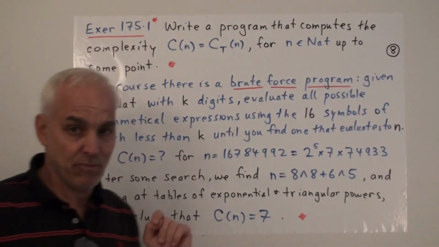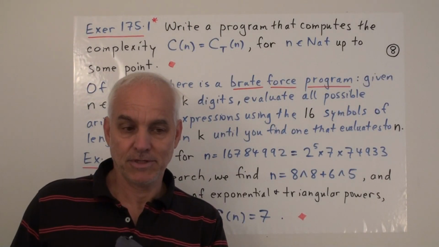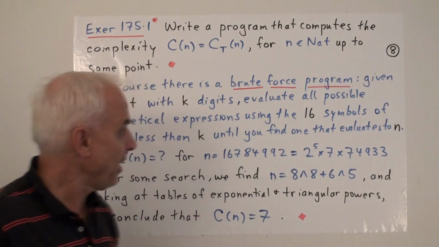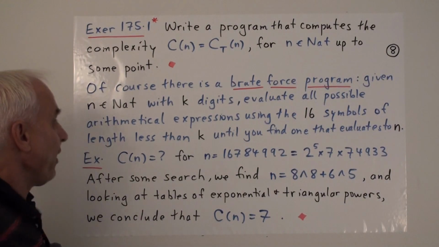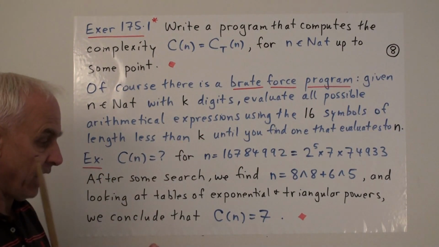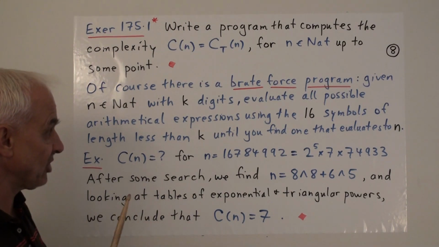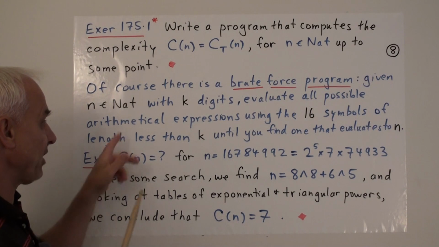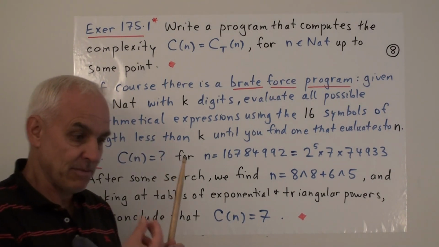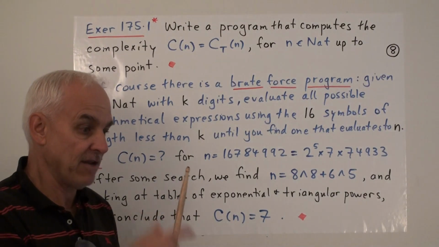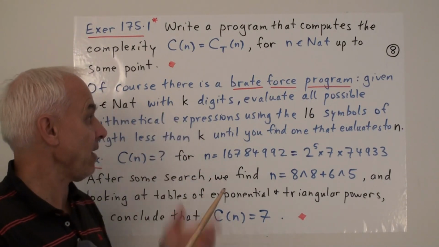Of course, there is a brute force program. There's a simple-minded way, which of course is very inefficient. Given a natural number n with, say, k digits, one way of determining its complexity is just to basically list all possible arithmetical expressions starting with the smallest ones possible and evaluate them all and see if any of them happen to evaluate to n.